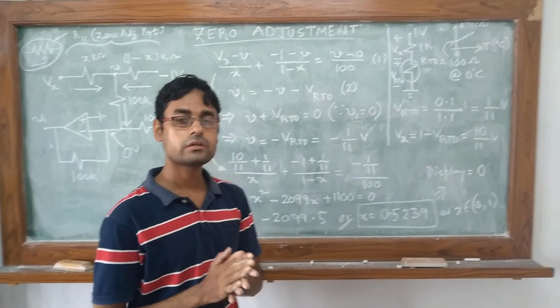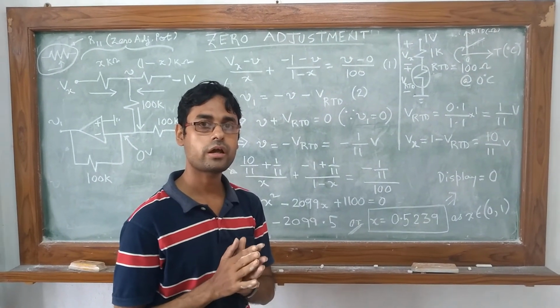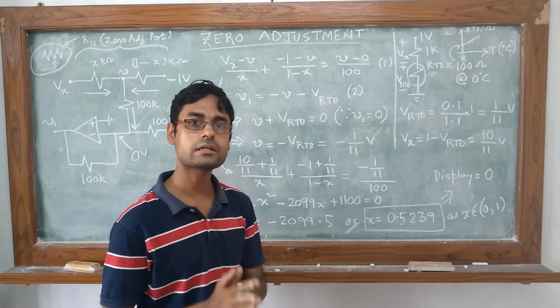In the kit, you will find that there is no zero adjustment pot, and this adjustment has been done internally in the circuit.